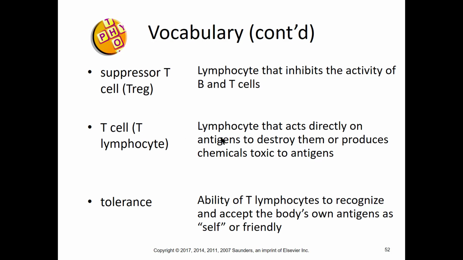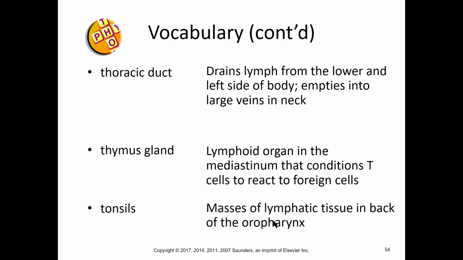A T cell is a lymphocyte that acts directly on antigens to destroy them and produces chemicals toxic to antigens. Remember, those are your ninjas. Tolerance is the ability of T lymphocytes to recognize and accept the body's own antigens as self or friendly. The thoracic duct, like the name implies, is in the thoracic area. It's a tube that drains lymph from the lower and the left side of the body and empties it into the large veins in the neck. So it's just a conduit in the thoracic area that brings lymph up.